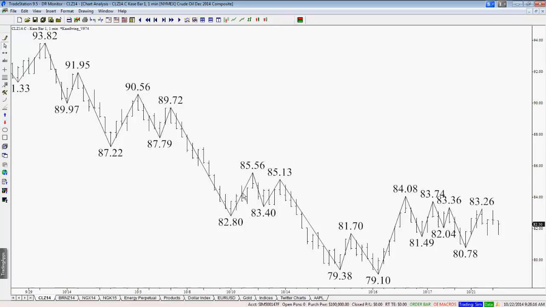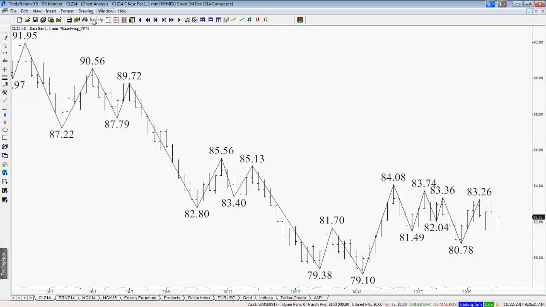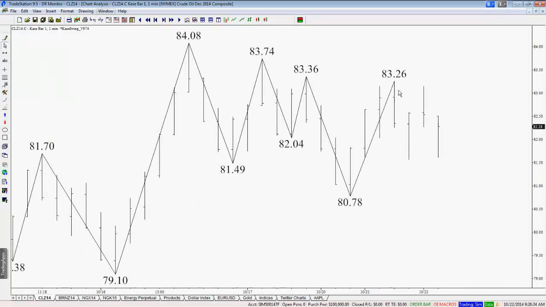So I can do that. Then I can pick all the waves down from 91.95. I can pick all the waves down from 90.56. I can pick all the waves down from 89.72, from 85.56, from 85.13, and then pick the waves down from 84.08. And if I wanted to get into more detail, down from 83.26, I can drop into an even lower bar length.